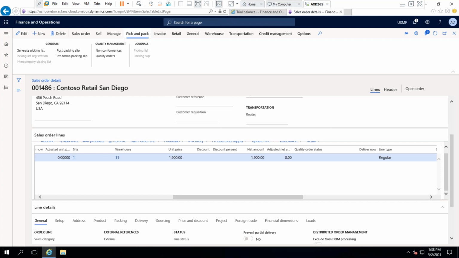Is there any way to identify in which warehouse the stock exists? Trying to enter warehouse one, it will throw an error message that the stock is not available. But how to find out in which warehouse the stock is available? Yeah, you can go from here. One option is here, you can also see.